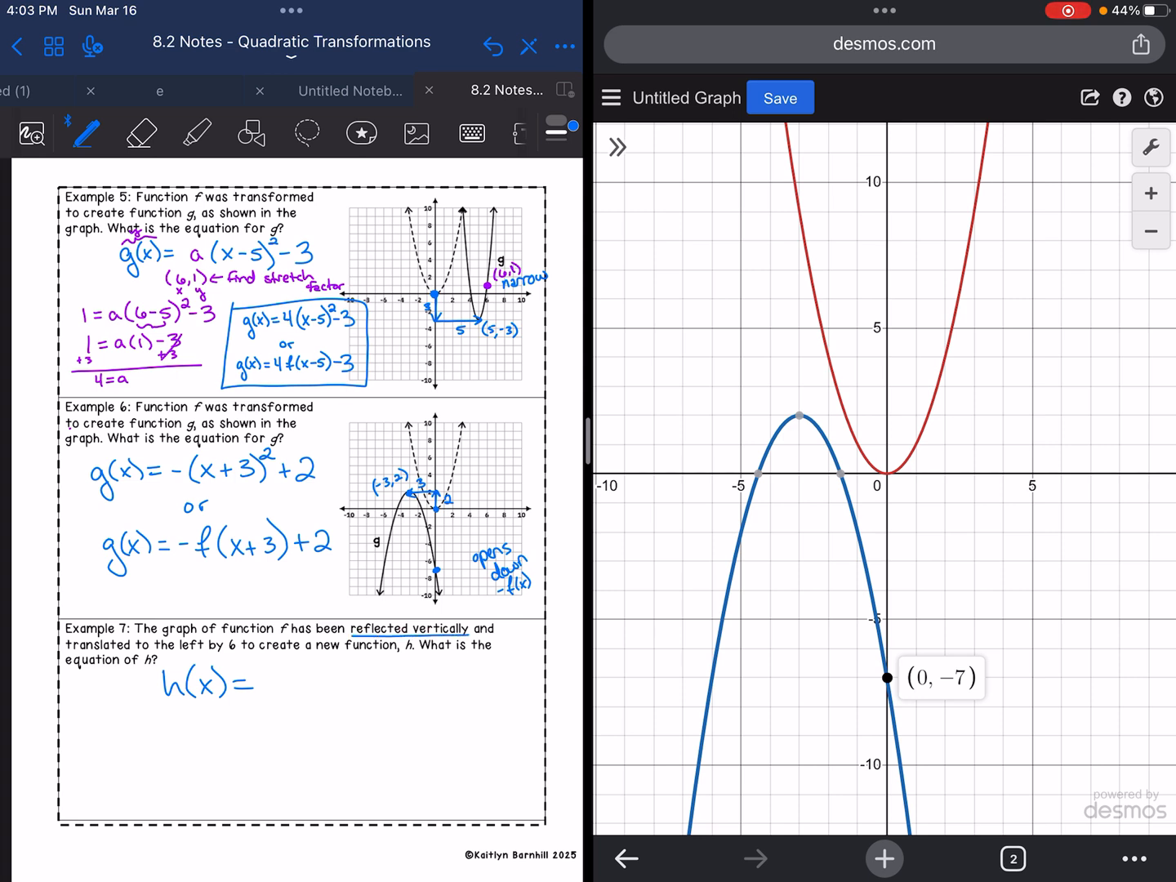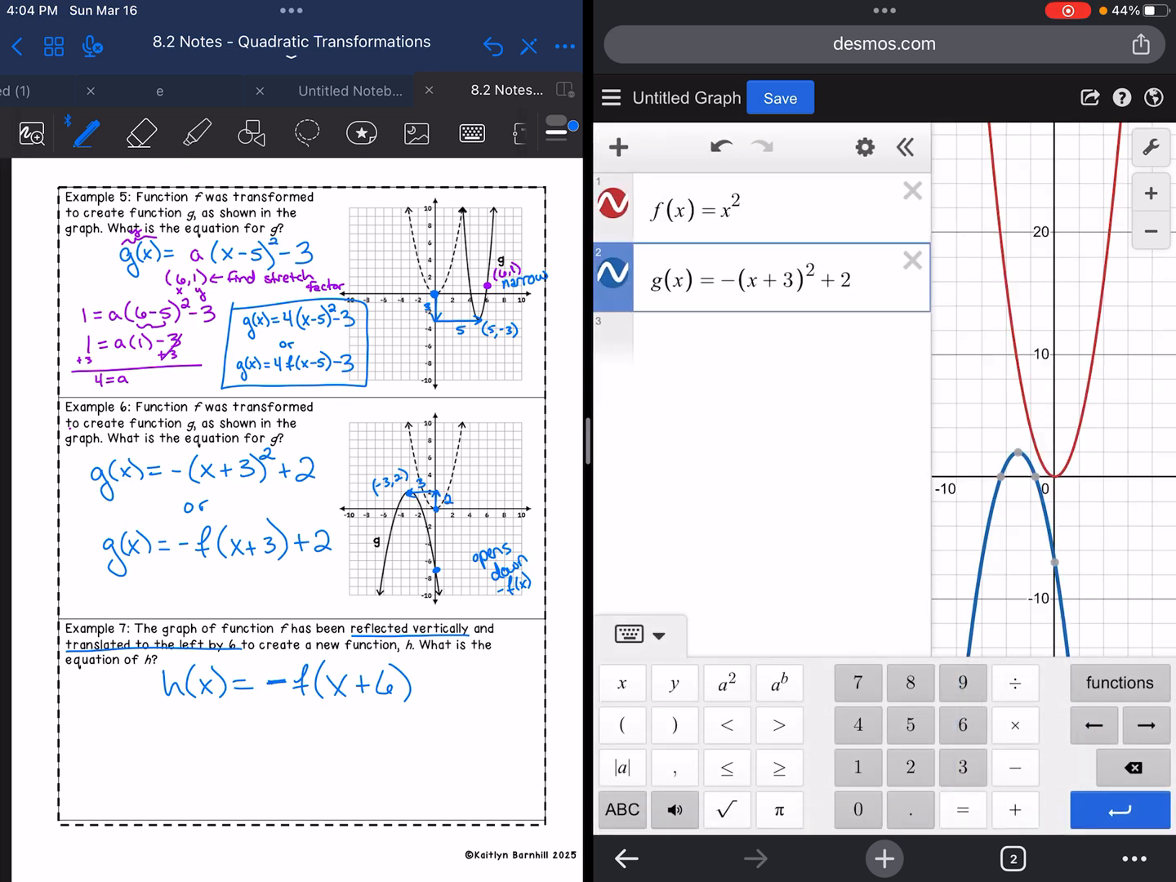We have reflected vertically, so that means I need that negative out in front. I have translated to the left by 6, so I've got my f, and then inside the parentheses, I need x plus 6. And then since I'm using f, I'm not putting that little squared. And that's it. Those are the only transformations it listed. And so I can test this out with my quadratic, even though it doesn't say it's a quadratic. And it doesn't matter that we have a g instead of an h. I'm going to put negative f of (x plus 6).